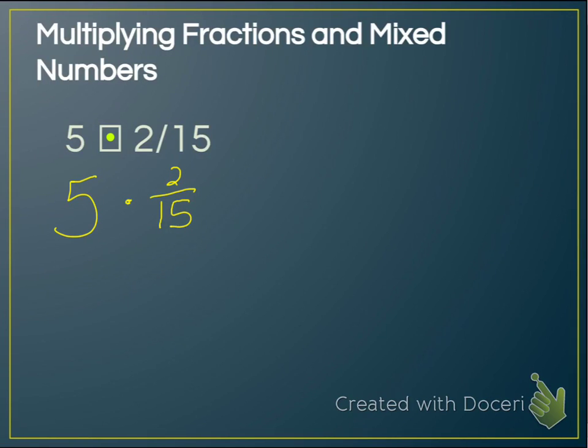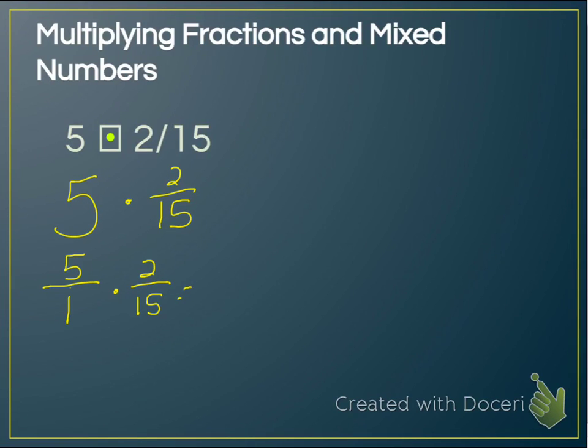So in order to do that, we're going to take this 5 and we're going to write it as a fraction. A whole number can be written as a fraction because it's a rational number. And to write a whole number as a fraction, all you have to do is write it over 1. Remember, a fraction is another way to represent a division problem. So this says 5 divided by 1. 5 divided by 1 is 5. We haven't changed its value. We just wrote it as a fraction.